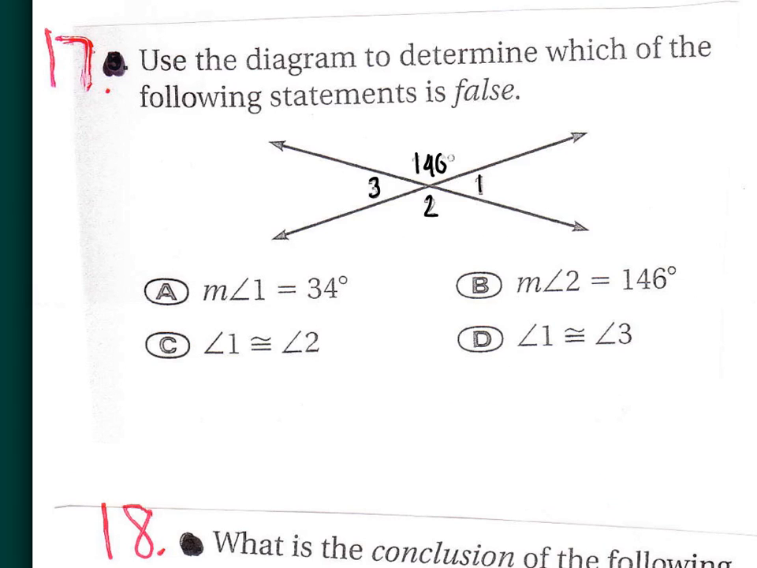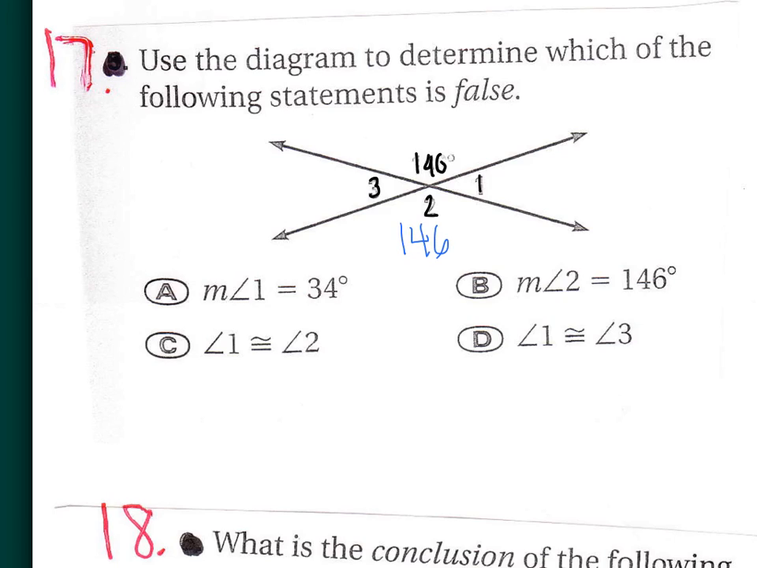Okay, and number 17, we want to use this picture to figure out which of these answers, A, B, C, or D, are false. Okay, so what's false? And this up here, that's 146 degrees, just so you know. All right. So is it A, that angle 1 would be 34 degrees? Would it be 34? Okay. Would it be B, that angle 2 would be 146?